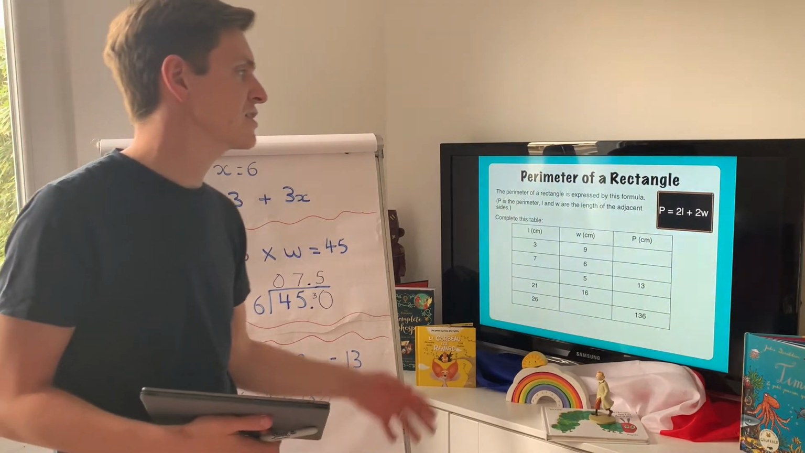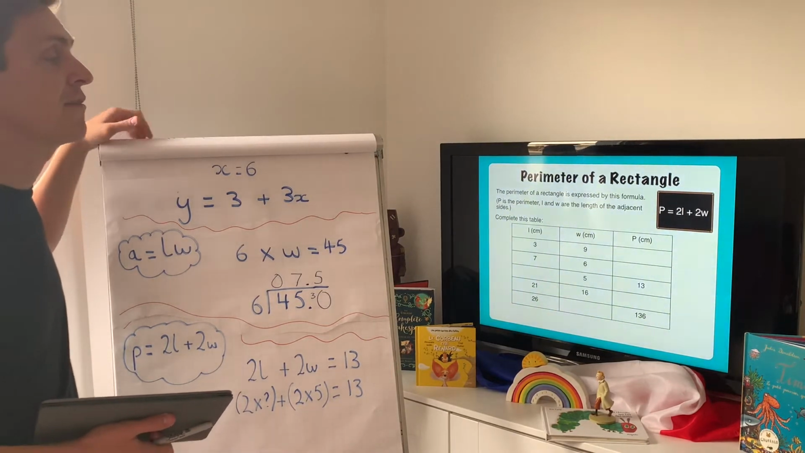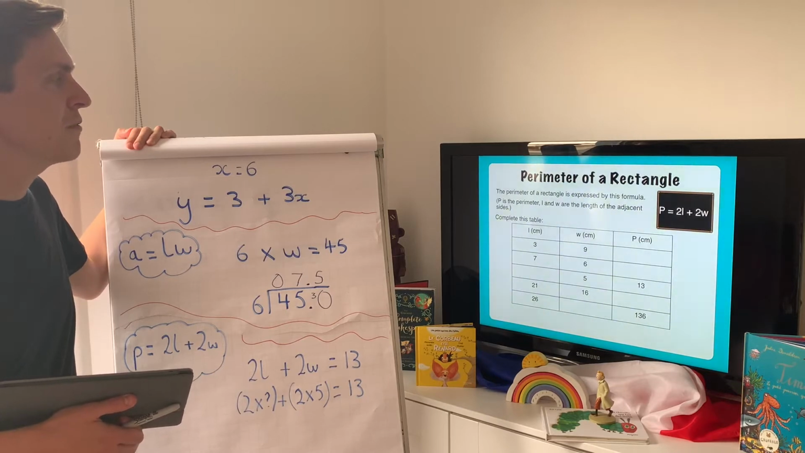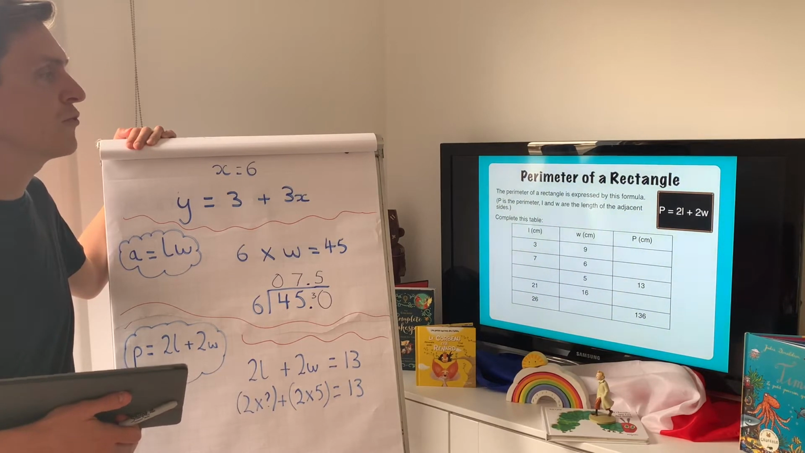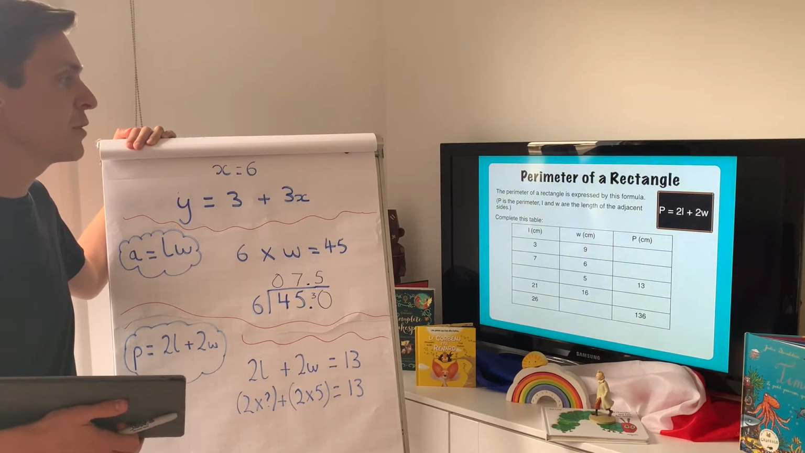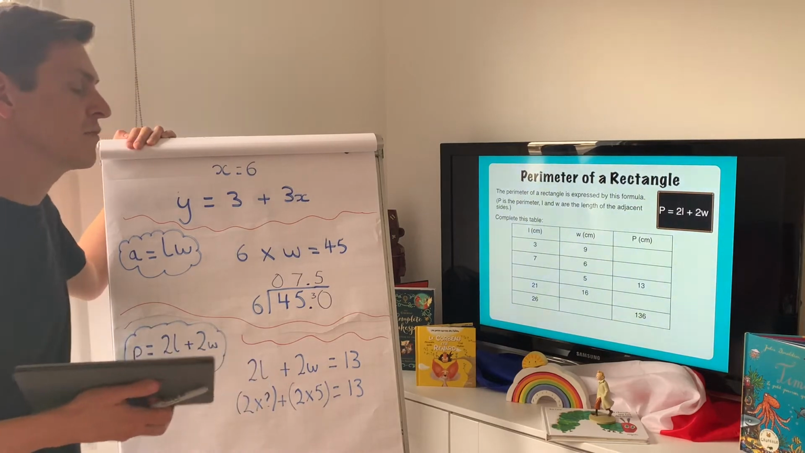Perimeter, you'd think it'd be easier than area, but it's actually a little bit trickier, the formula for perimeter. So the perimeter of a rectangle is expressed by this formula: P equals 2L plus 2W. P is the perimeter, and L and W are the lengths of the adjacent sides. In other words, they're the length and the width, like with the area.